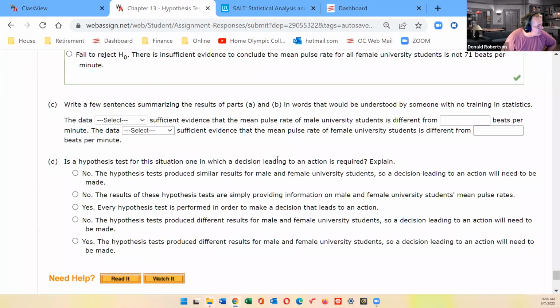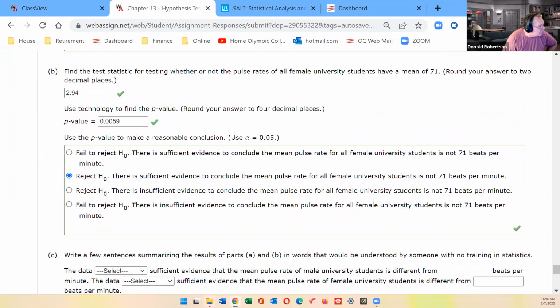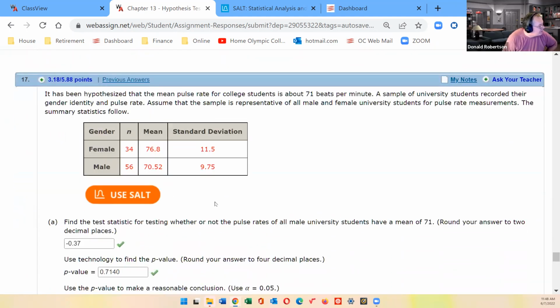Now, then goes on and writes write a few sentences about what's happening here. Well, essentially what that is telling me is that there's enough evidence to show that females do not have a heart rate of 71 on average. But in the males, we couldn't prove it one way or the other, right? We didn't have enough evidence.